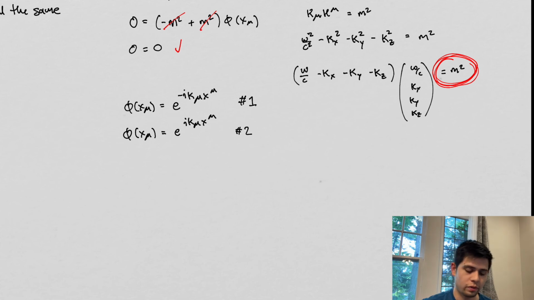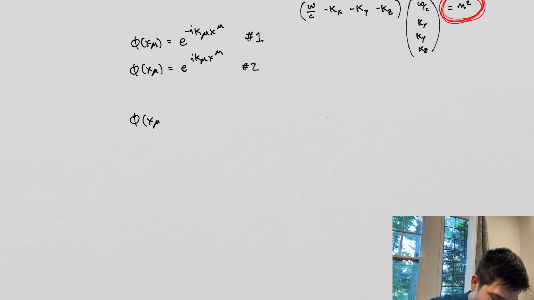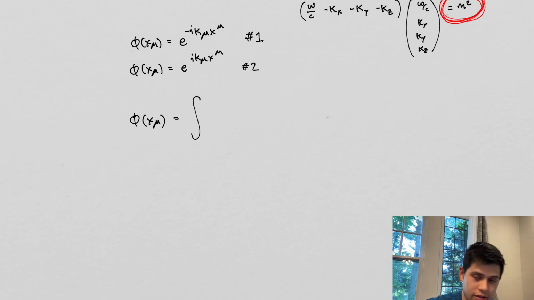So how do we write this? This is the most general form of the solution to the Klein-Gordon equation, and it looks like this. Phi of x mu, this is a scalar field, looks like an integral over all the possible momenta.